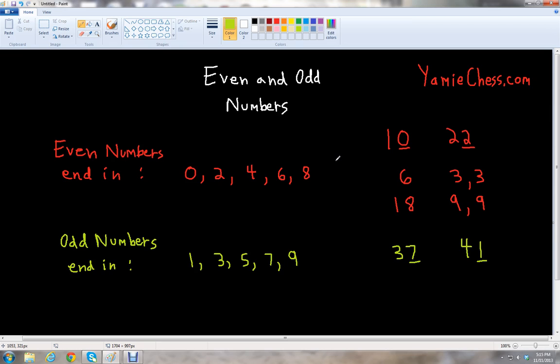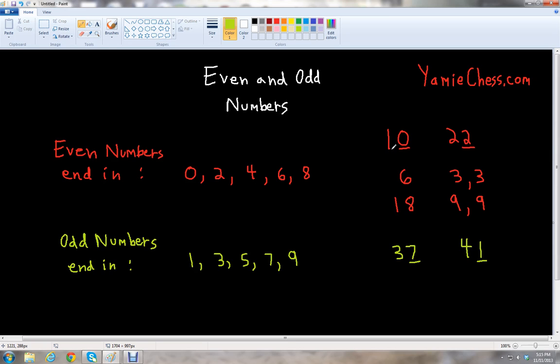So even numbers can be divided into groups of 2. So for example, if you have the number 6, then it can be divided into 2 groups of 3. Or if you have the number 18, it can be divided into 2 groups of 9.